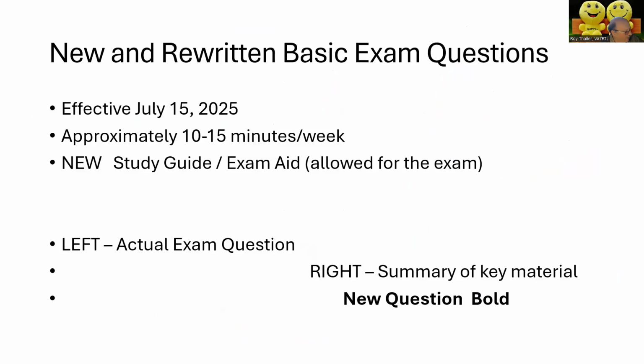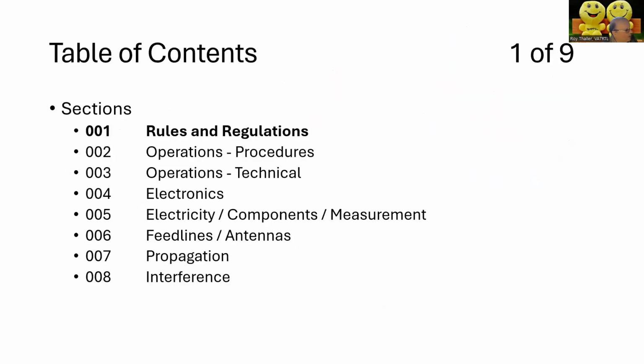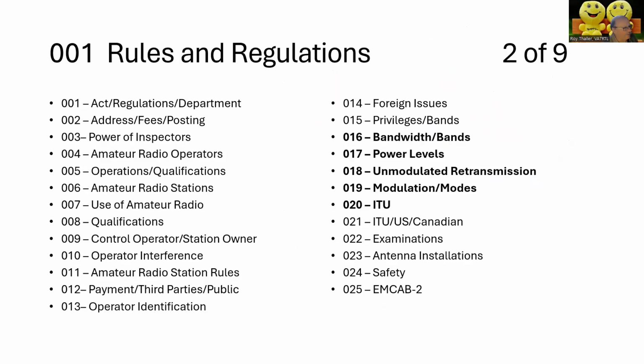So the left side is the actual exam question. On the right side is the summary of the materials, and any new material or new questions is in bold. So we're on number one, rules and regulations. Today we're doing 16 to 20, and then next week we'll do 21 to 25, which will finish off this section. Today we'll talk about bandwidths and bands, power levels, unmodulated retransmissions, modulation and modes, and ITU.